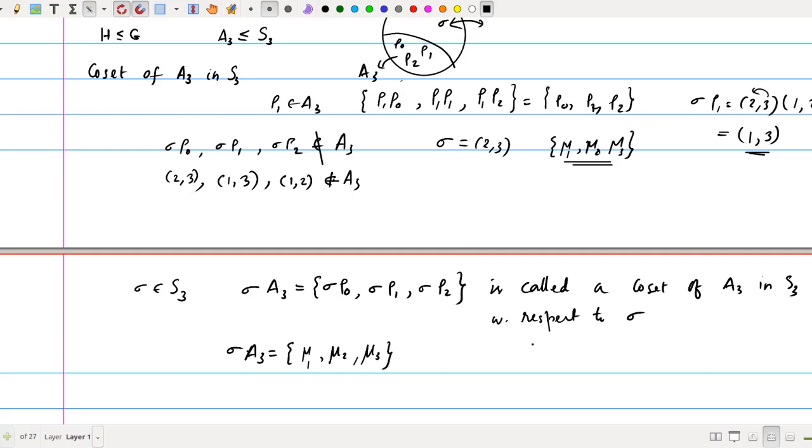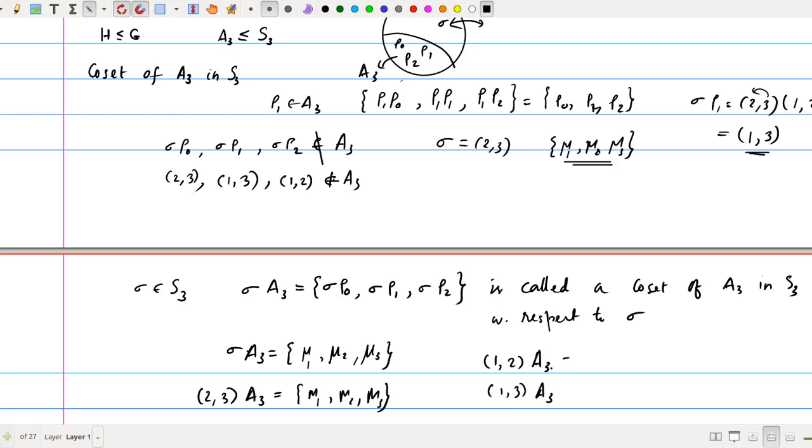Now consider another element. Since sigma is (2 3), we can write this as (2 3) times A3, which is nothing but mu1, mu2 and mu3. Similarly, you can consider (1 2) times A3, and (1 3) times A3 as well.